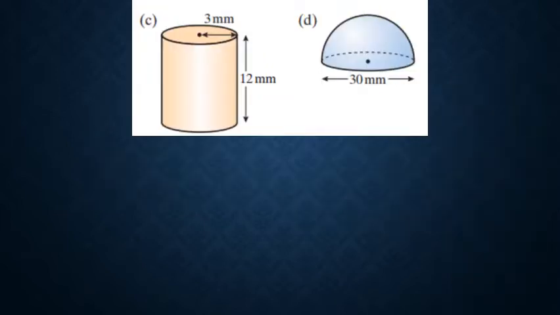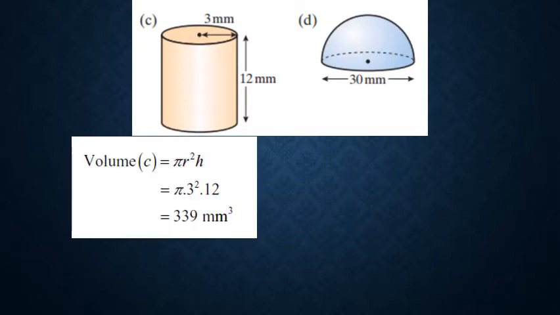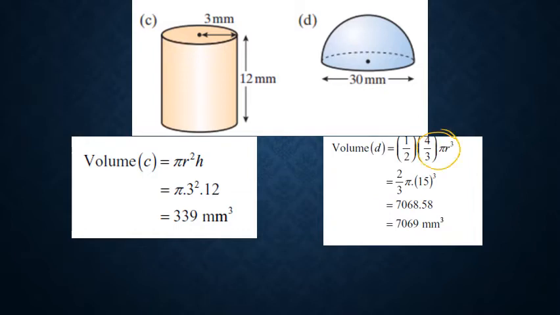Okay, for part C, this is a cylinder, so you're going to use your formula for the volume of a cylinder, pi r squared h. Subbing in your radius of 3 and your height of 12, you get 339 millimeters cubed. Part D is half a sphere, so you're going to use the formula for a sphere and then get half of it. So your radius from this one is 15 millimeters because the diameter is 30. So subbing in, you've got 2/3 pi times 15 cubed, which gives you 7,068.58, which rounds to 7,069 millimeters cubed.